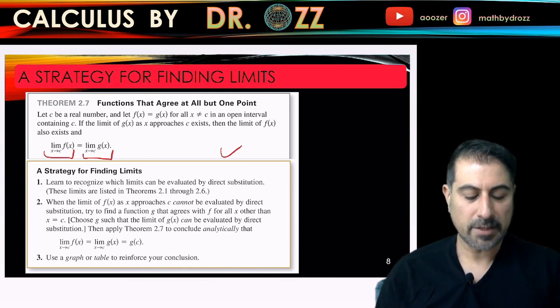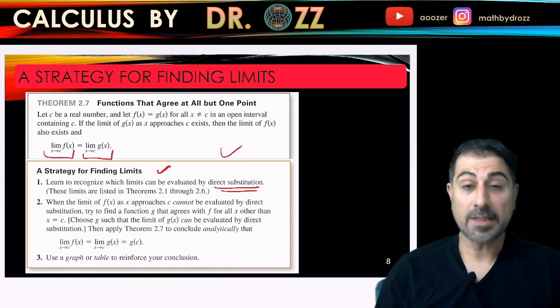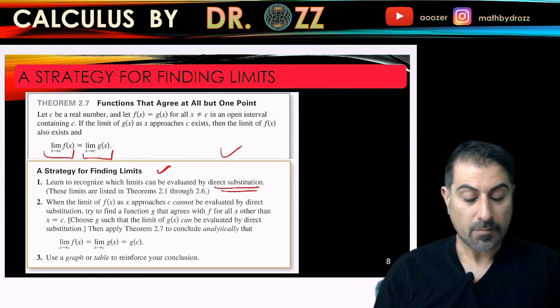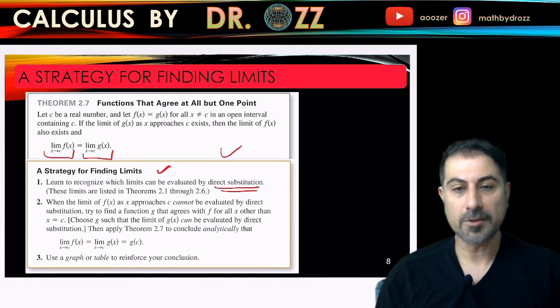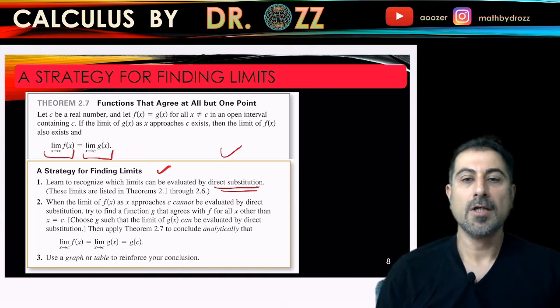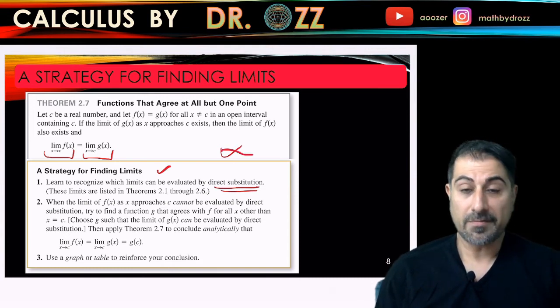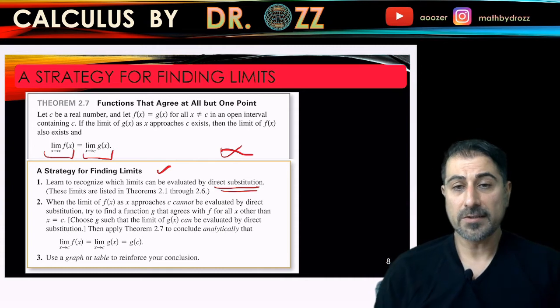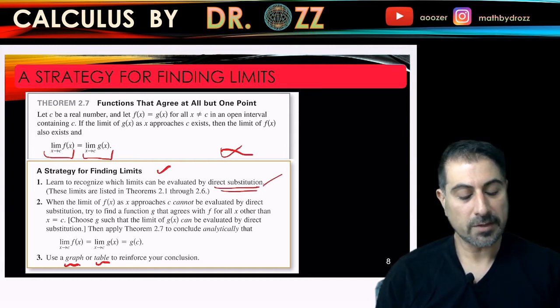And here is a strategy for finding the limits. First of all, if direct substitution works, why don't you go with that? As long as c is in the domain of the function, you should try that one first. If you cannot use direct substitution, then try to come up with another function, g, that agrees with the function everywhere except c, as I mentioned in this result here. And if everything fails, then use a graphical aid or a table of sample values to reinforce your conclusion.